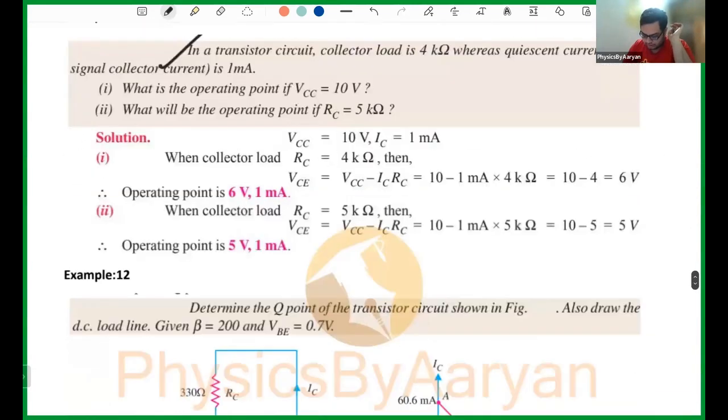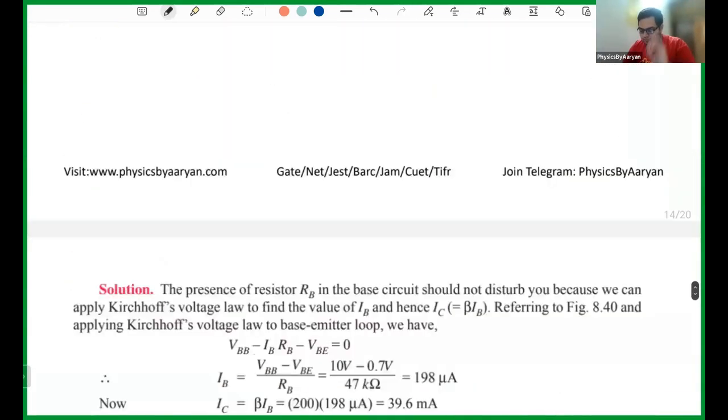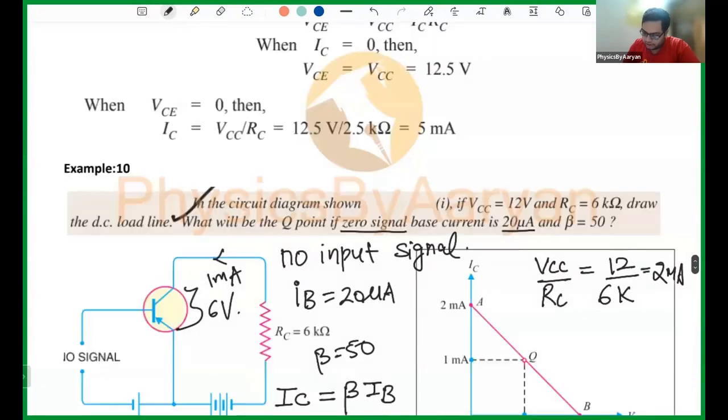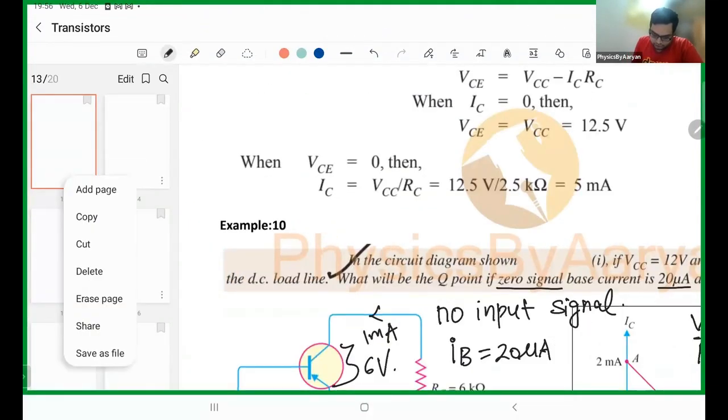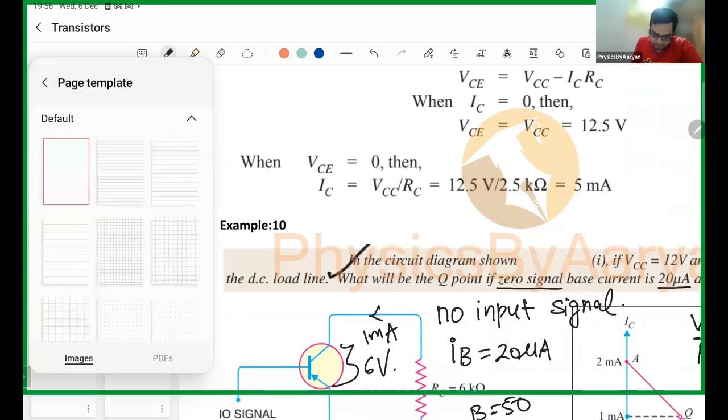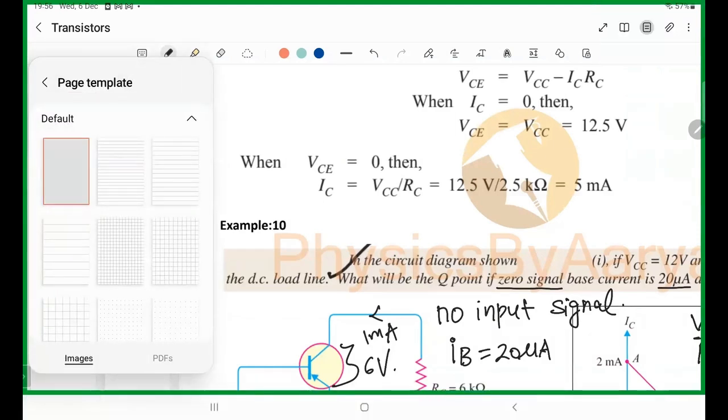Okay. So let me just summarize the formulas, because I thought you are not well aware of the formulas. Let me very quickly summarize the formulas for all three transistor configurations.